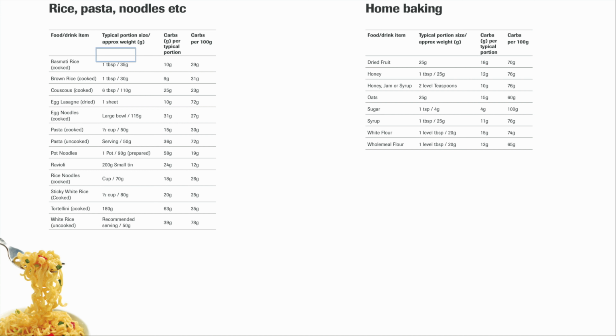So in this video, we have looked at handy measures for carbohydrates, which will hopefully save you time the next time you eat that food. Why don't you create your own handy measure?